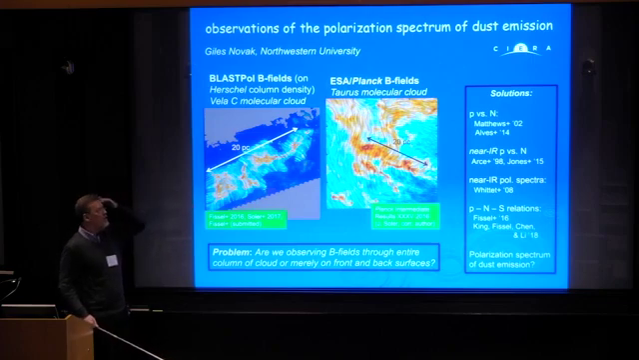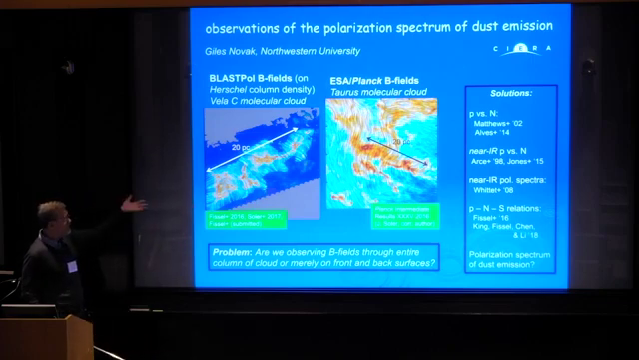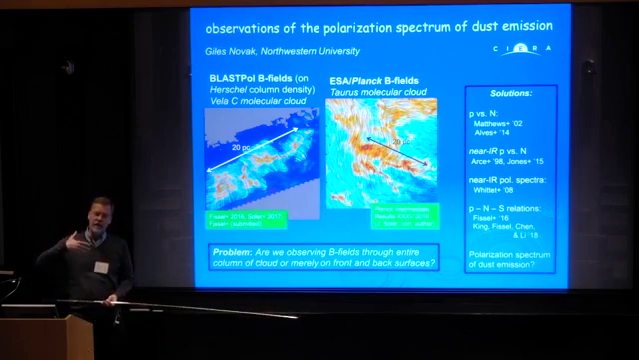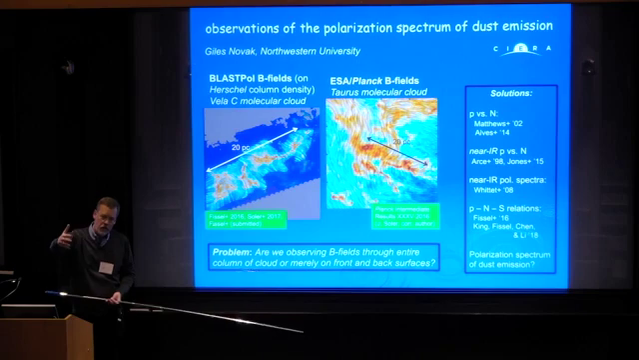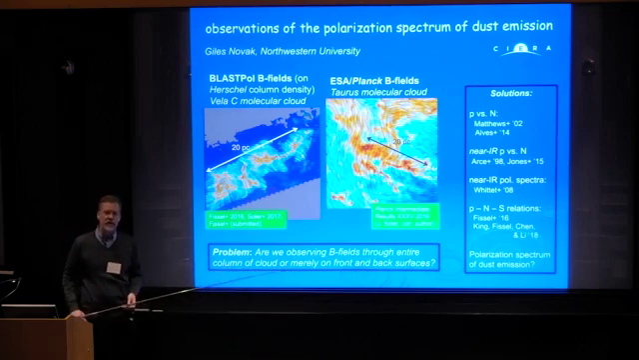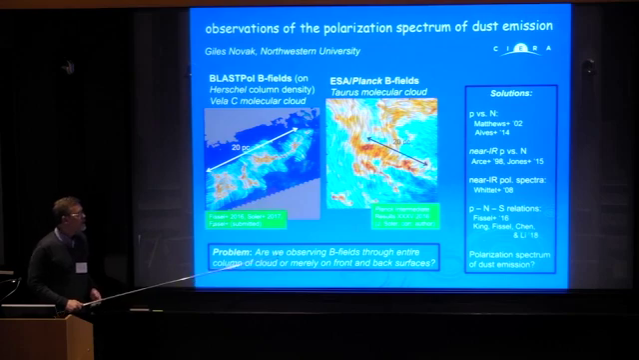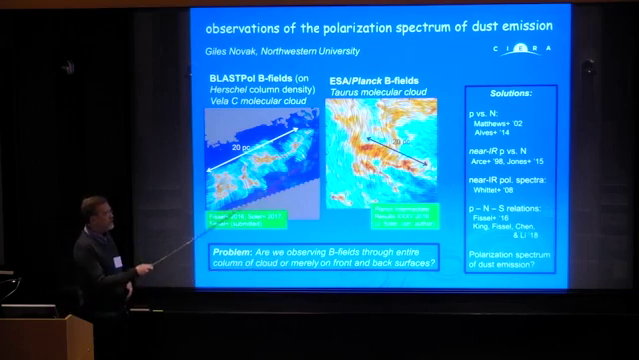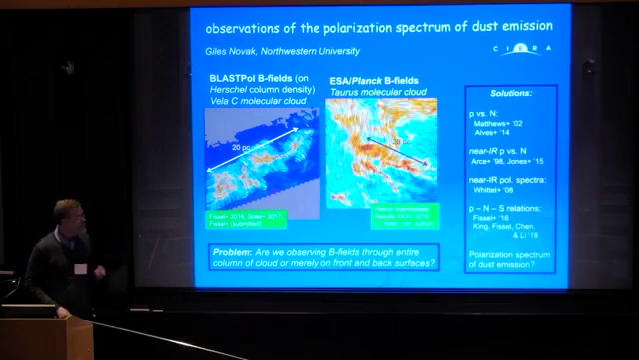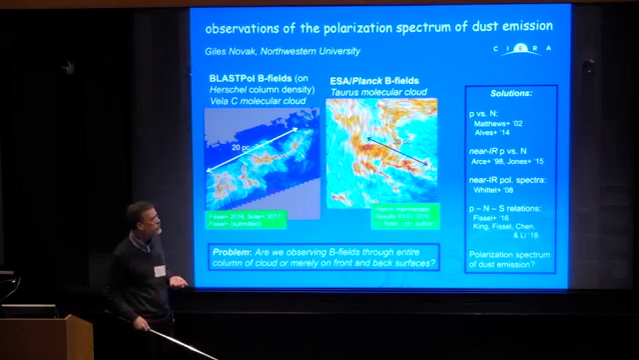But one of the drawbacks of interpreting these maps is that to a large extent, we don't really know when we make a map like this if we're sampling the field direction through the whole cloud or just on the front and back surfaces. This is due to uncertainties in the grain alignment mechanism. So I'm going to briefly go over some of the ways that observers are trying to constrain this problem so we can make better use of these maps.